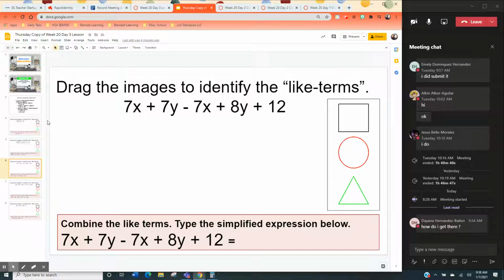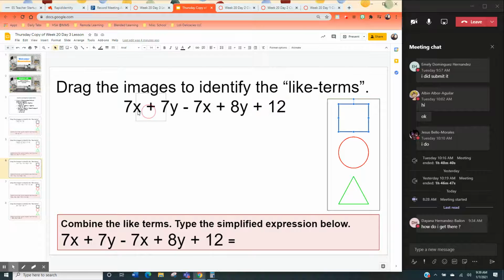So it says drag the images, just like the last one, you're going to drag over those shapes to identify like terms. I'm going to go ahead and show you how to do this one. So notice this one has X, it has Y, and it also has a whole number by itself. So that means I'm going to have 3 different sets. So let me show you what I mean by that.